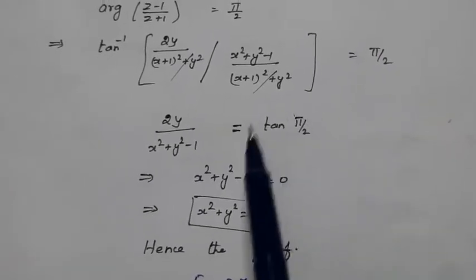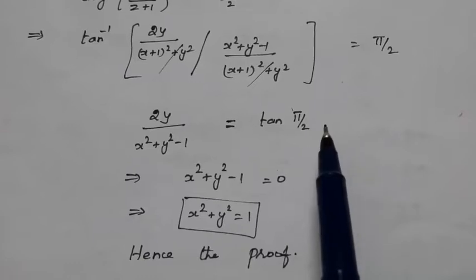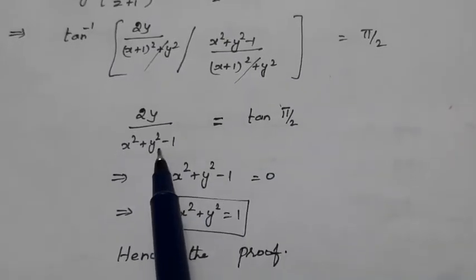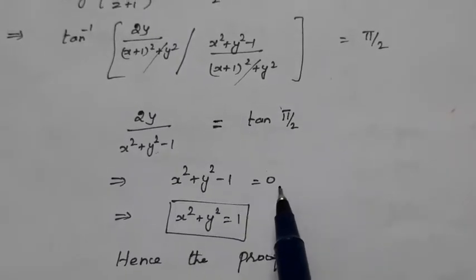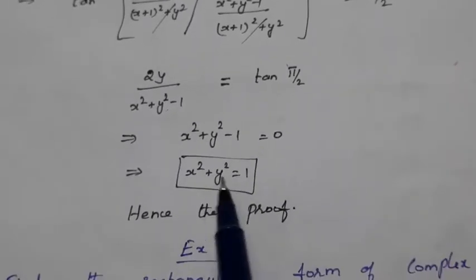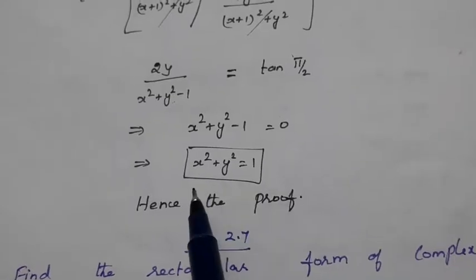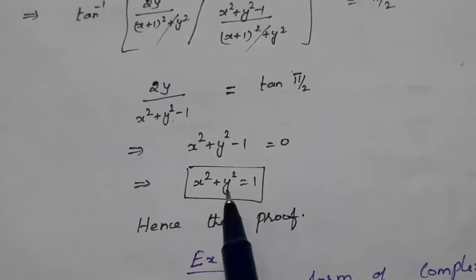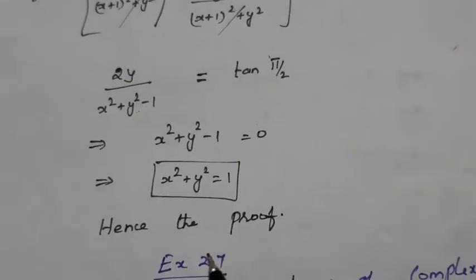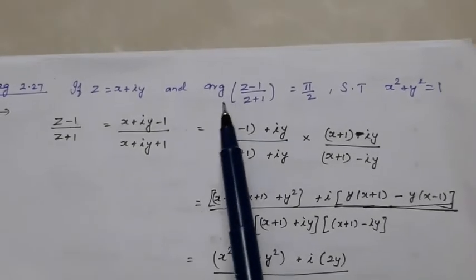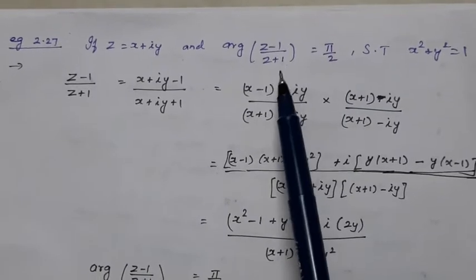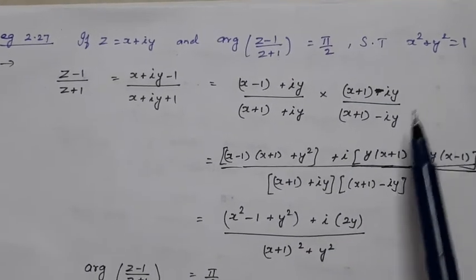So what is tan pi by 2? Tan pi by 2 is infinity. That means the denominator should be 0. In order to get this infinity, the denominator should be 0. Therefore, x squared plus y squared minus 1 is equal to 0, and hence x squared plus y squared is equal to 1. This is a circle. x squared plus y squared equal to 1 represents a circle of radius 1 unit, so it is called a unit circle. Hence, the proof. The same question may be asked as: find the locus of z given argument of (z minus 1) by (z plus 1) is equal to pi by 2. In that case, you will get the answer as x squared plus y squared equal to 1.